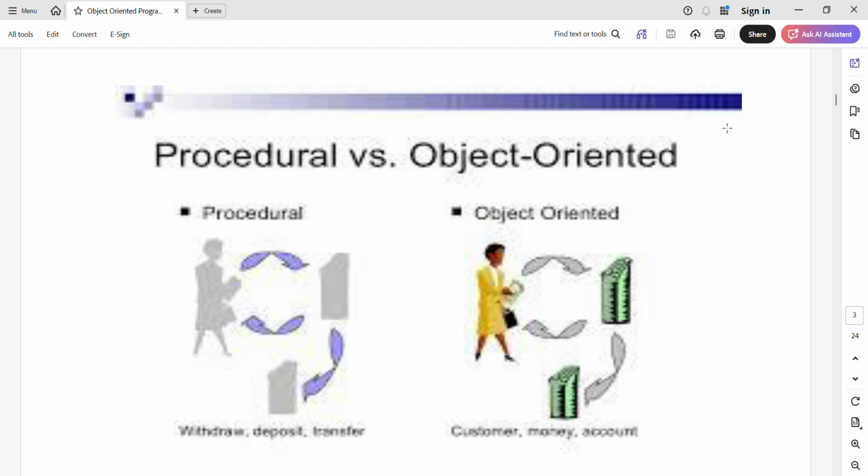But in object-oriented programming, everything that is highlighted here disappears here, right? Because in object-oriented programming, everything is considered an object, like the person, the ATM card, the ATM machine, the cash; everything is focused on here in object-oriented programming.